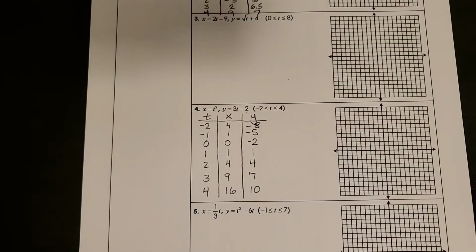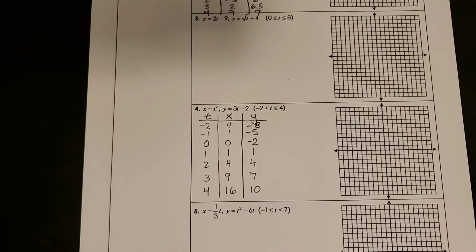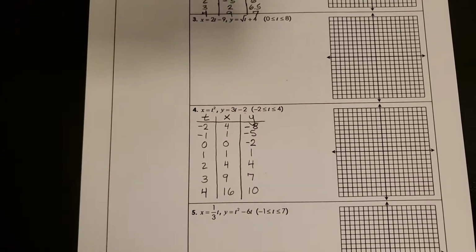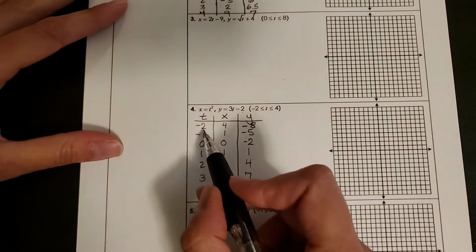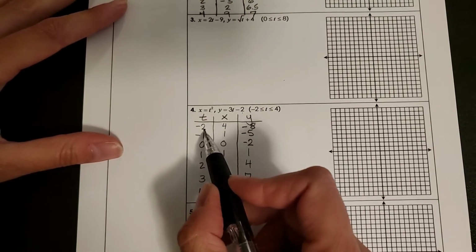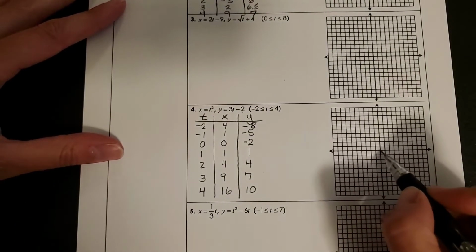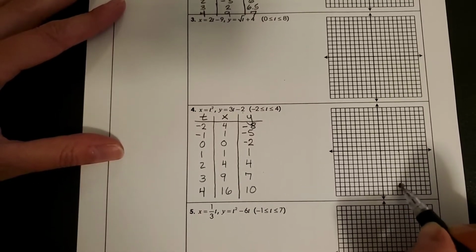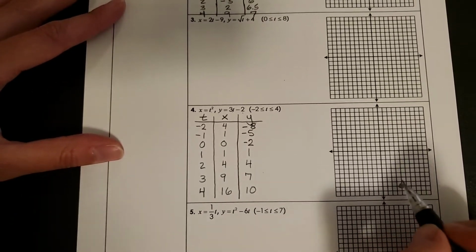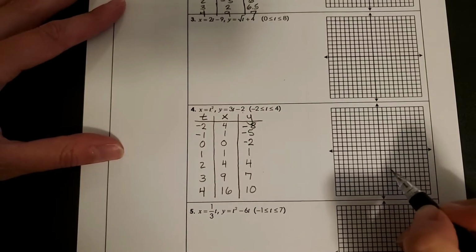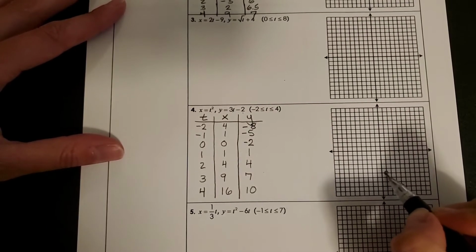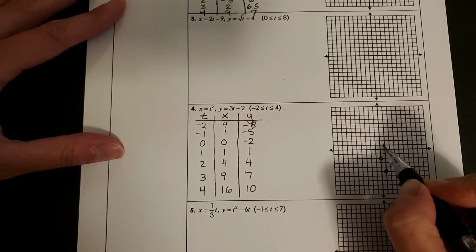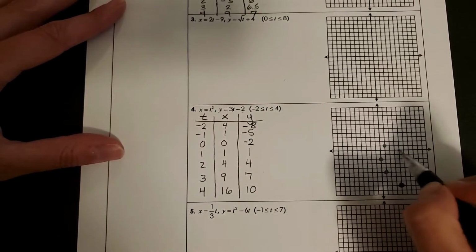Now, if you don't like my little way of generating points in there and you just want to plug them into that formula, multiply by 3 and subtract 2, that works as well. I'm going to start with my smallest value of t, 4, -8. So there's the point I'm starting with. And 1, -5, 0, -2, 1, 1, 4, 4.